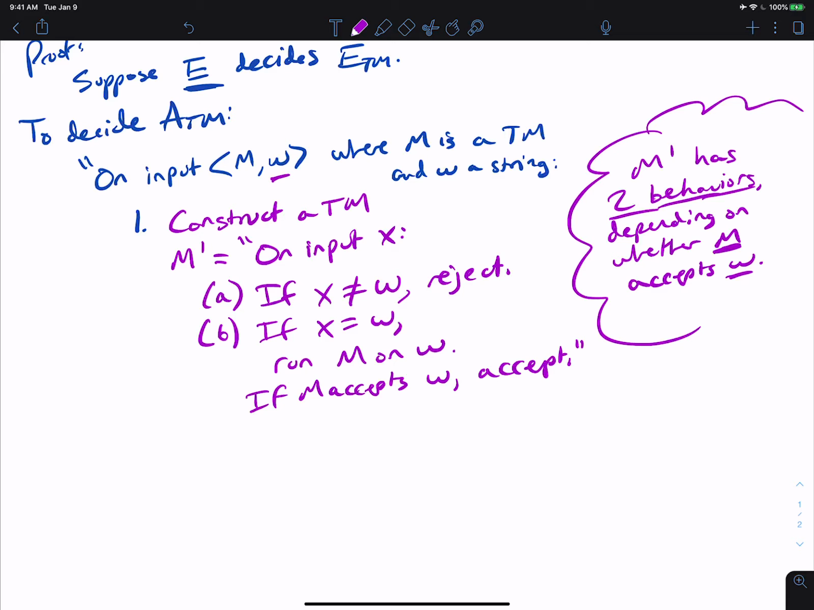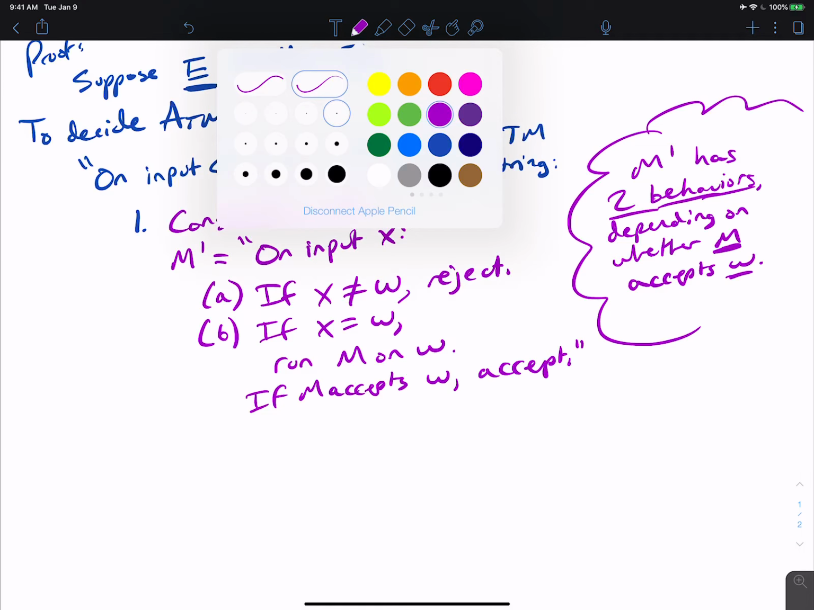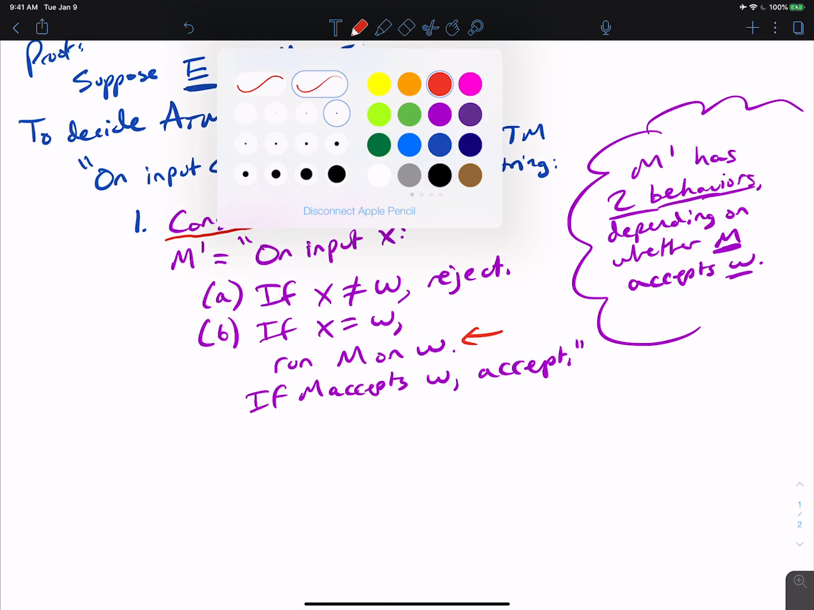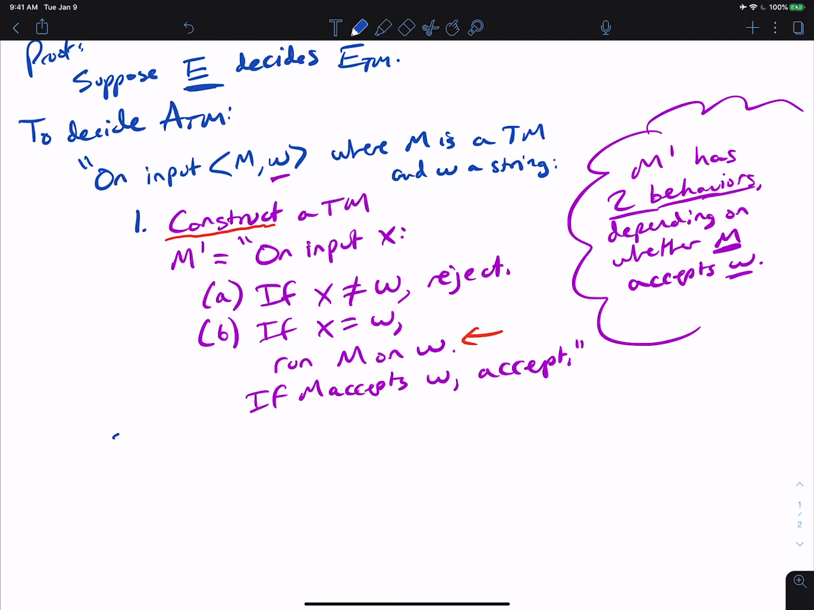Okay? And you may be thinking, well, you can't do this step right here because M could run forever, and you're completely right. It could run forever. But all we're doing in this step is constructing the machine. We're not actually running the machine. So once we have made the machine, we can feed it into the supposed decider, because the decider will take any Turing machine and will always halt in a finite amount of time. Guaranteed, because that's what a decider does.